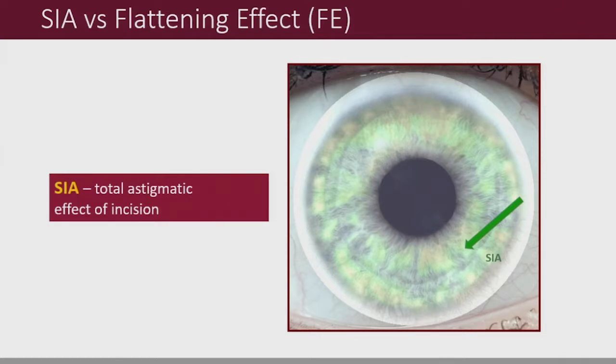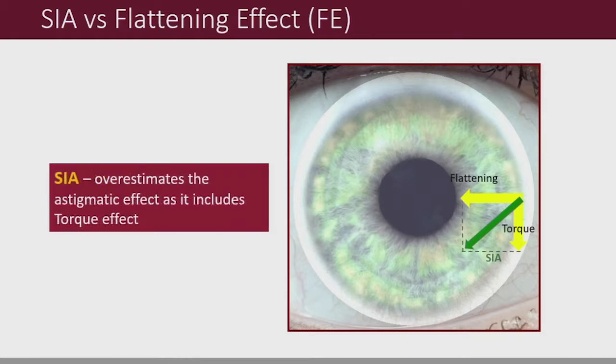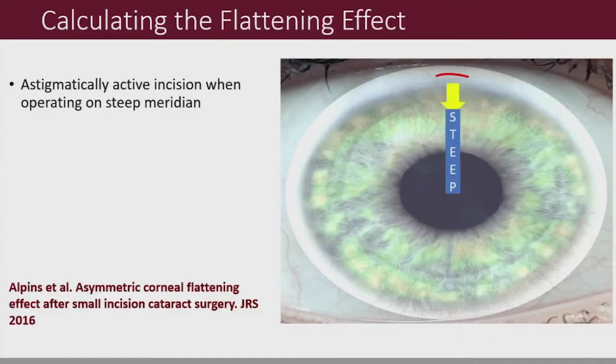So the SIA gives you the total change, but when it is a little bit offline from the incision, it really has two components. It's the flattening effect, which is the effect of the SIA in the direction of the incision, and then there's also the torque effect, which rotates the astigmatism and doesn't reduce the astigmatism at all. And so when there is any amount of SIA being off axis from the incision, in fact, the flattening effect, which is the amount that reduces the astigmatism, is less than the SIA. So the SIA is an overstatement of the amount of change.